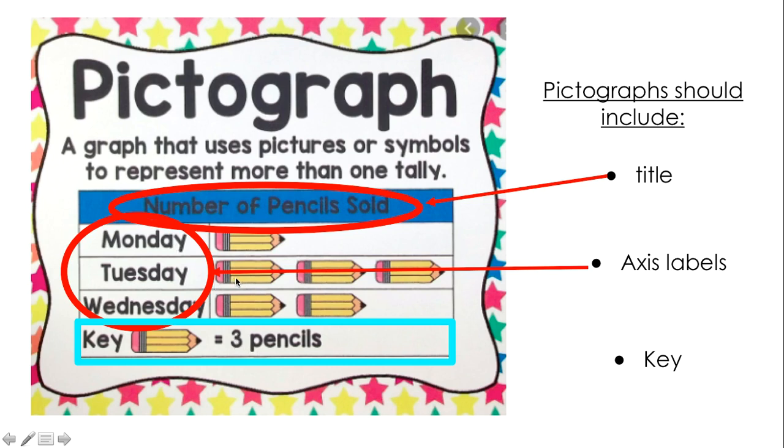On Tuesday, you have 3 pencils, but I have to skip count by 3s in order to figure out the total number of pencils sold. So 3, 6, 9 pencils. And so on for Wednesday, so 3 and 6. So you have to pay very close attention to your key when looking at a pictograph.